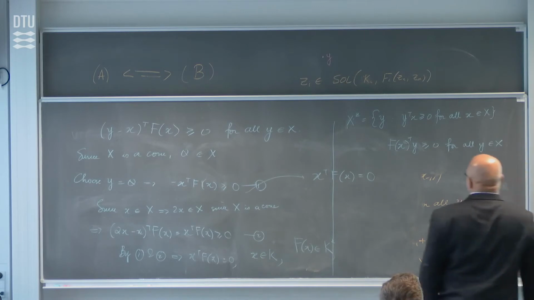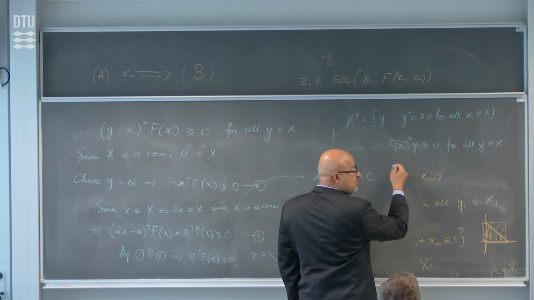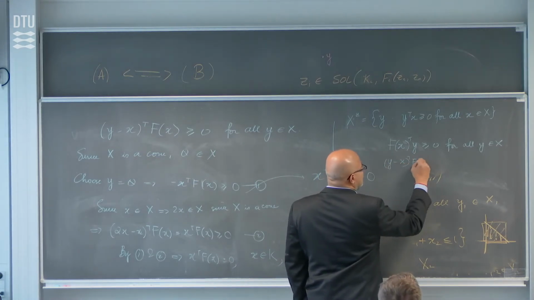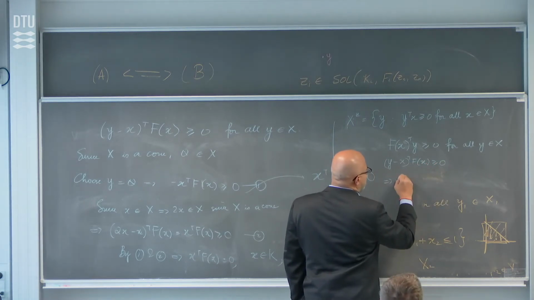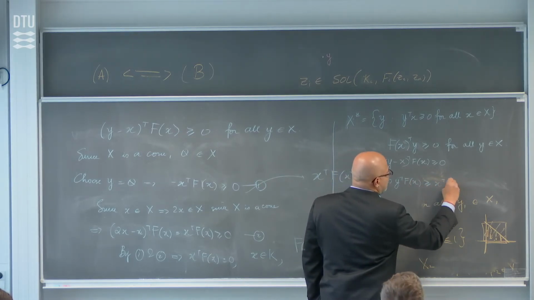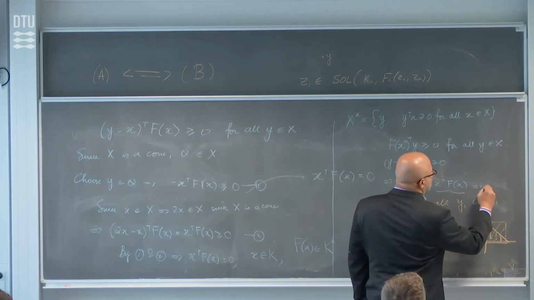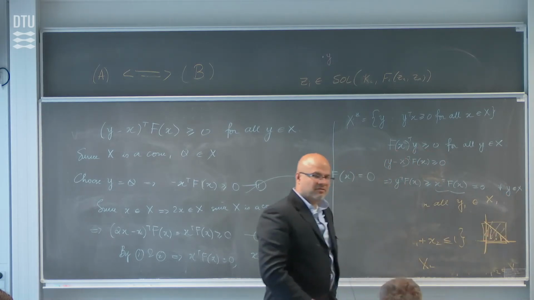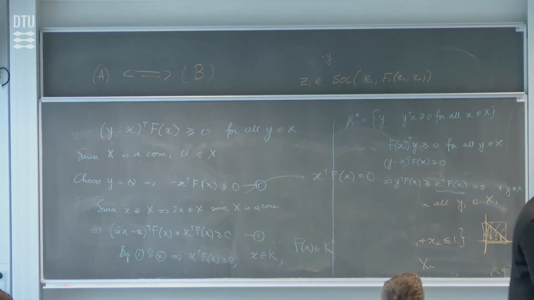But what do we know? We know that it satisfies the solution property of VI, which means y minus x transpose f of x is greater than or equal to 0, which implies y transpose f of x is greater than or equal to x transpose f of x. Well, what do we know about x transpose f of x? It's 0. And this holds for all y. So which means f of x lies in X star.